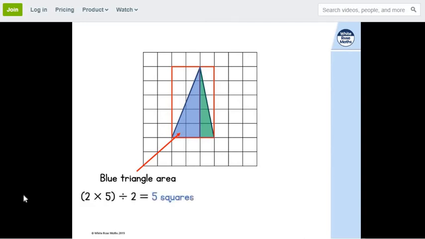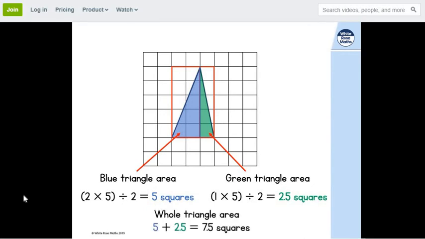Let's find the area of the blue triangle. Well, that would be 2 times 5 because it's length times width. I divide it by 2, and the area of the blue triangle is 5 squares. What about the green? Well, I would do 1 times 5 because it's length times width of a rectangle, divided by 2, which is 2.5 squares. So what about the area of the whole triangle? Well, I would add 5 squares and 2.5 squares, and the area of the triangle is 7.5 squares.